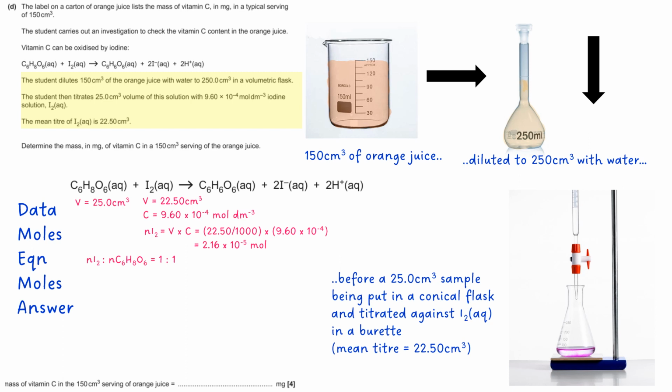Now in the equation you can see that you've got an equimolar quantity of iodine and vitamin C, so therefore the number of moles of vitamin C in your 25 centimeters cubed sample is going to also be 2.16 times 10 to the minus 5.